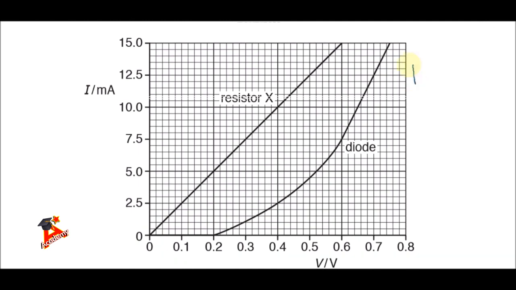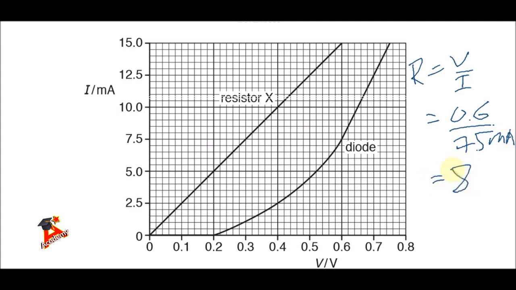So the resistance R is voltage over current, which gives us 0.6 over a current of 7.5 milliamps, and this gives us 80 ohms.